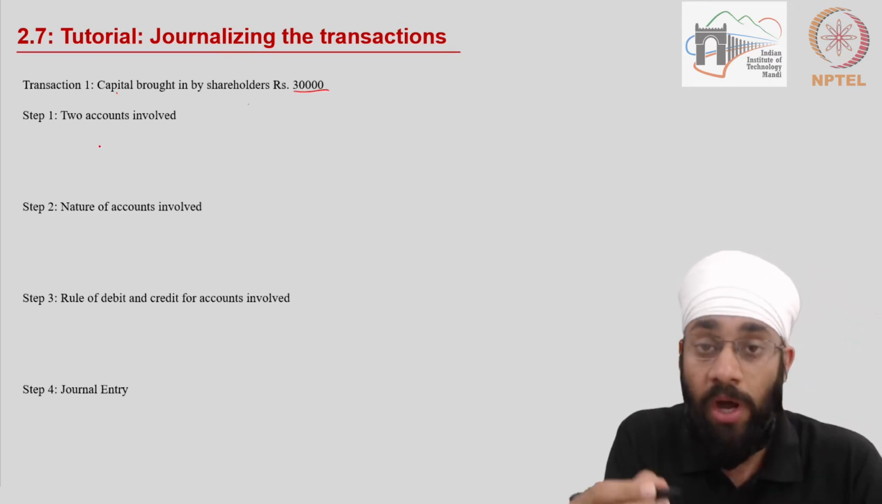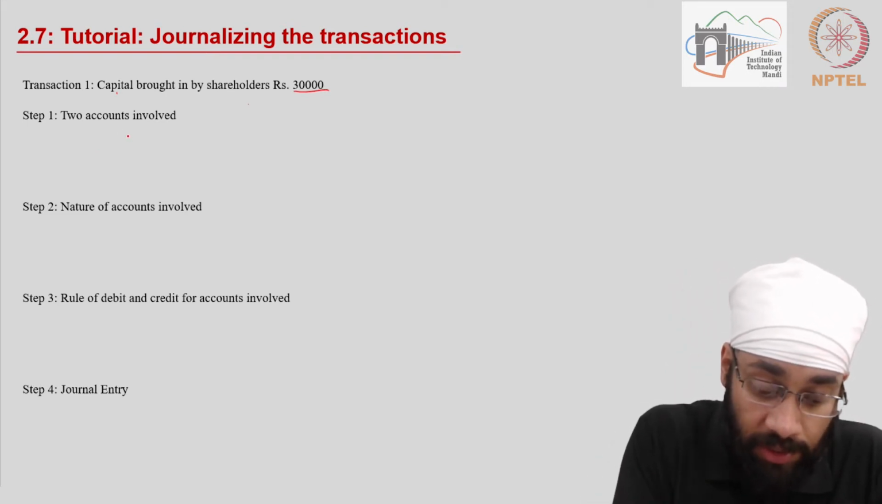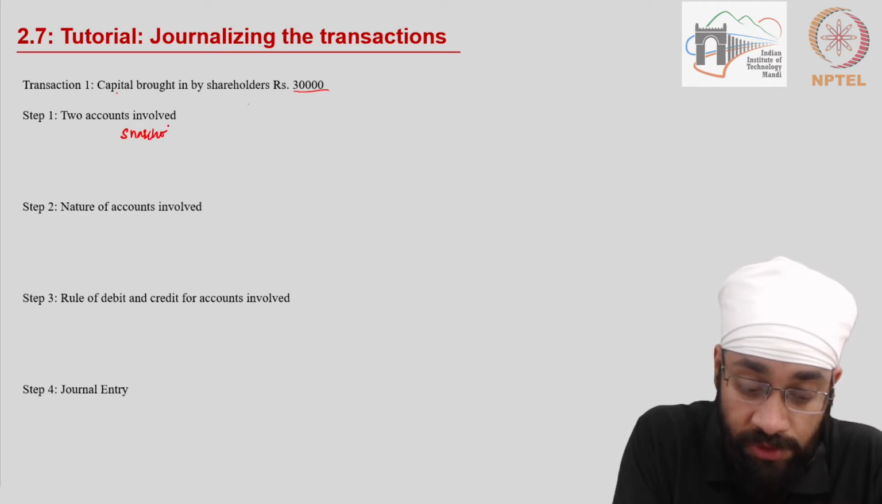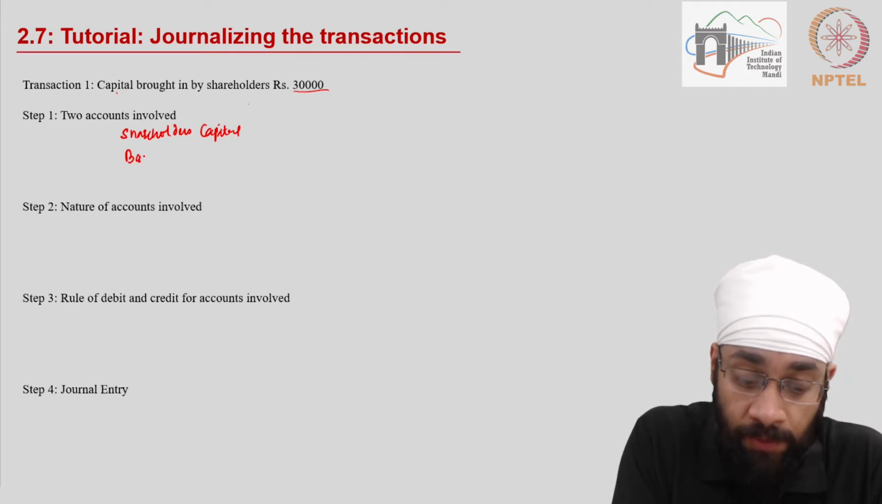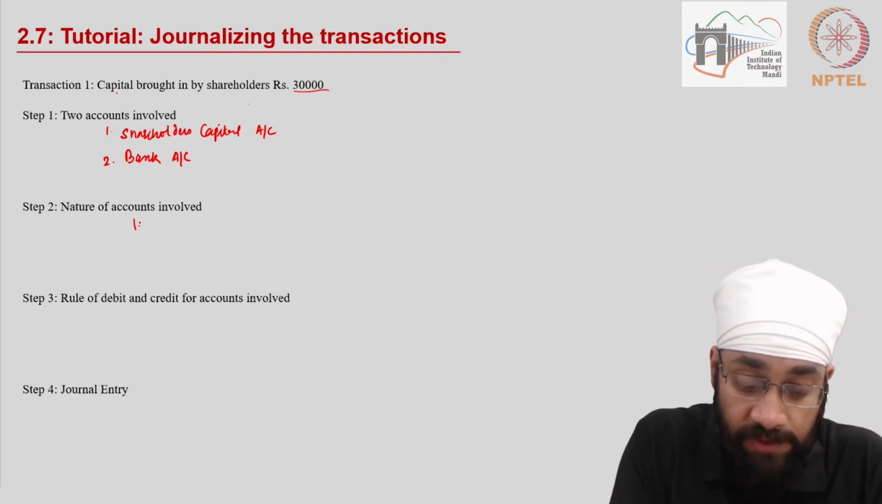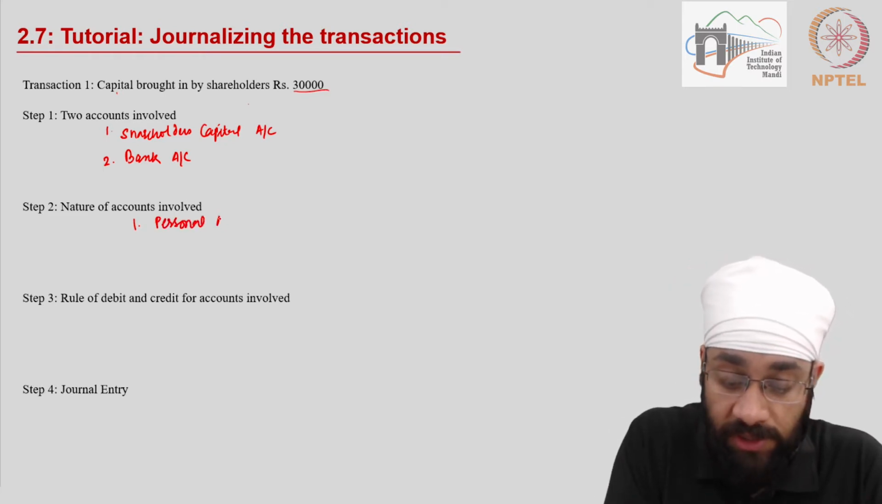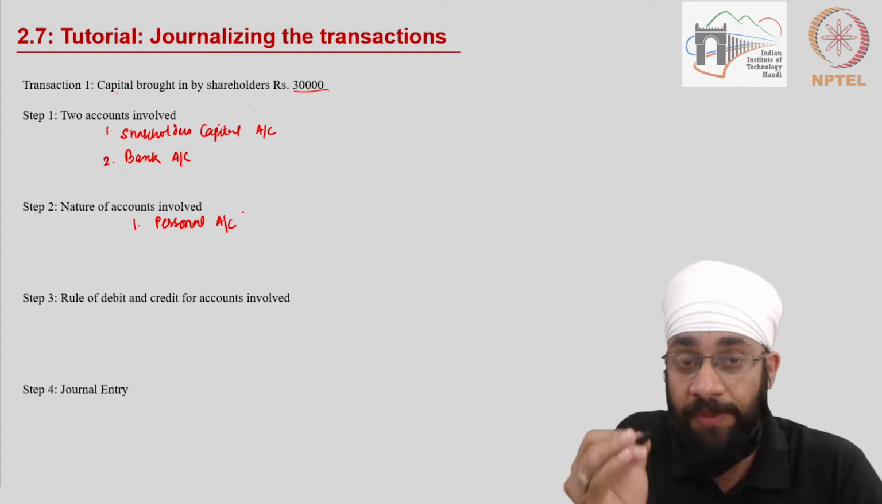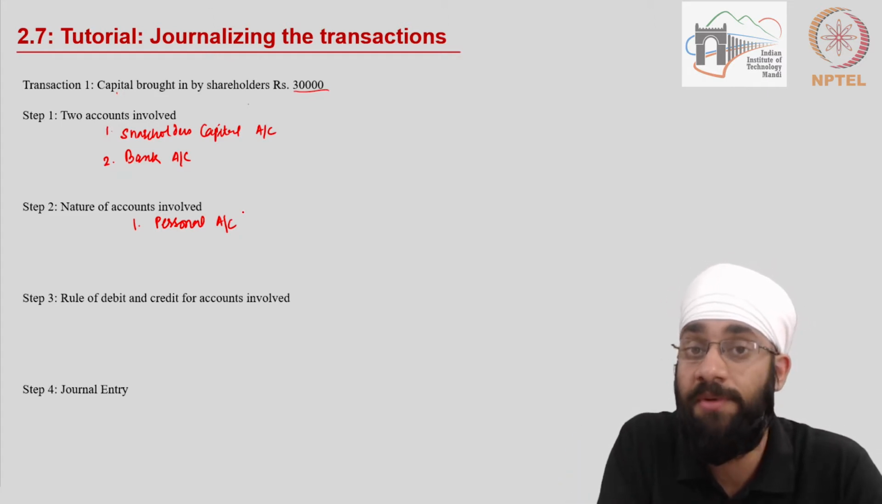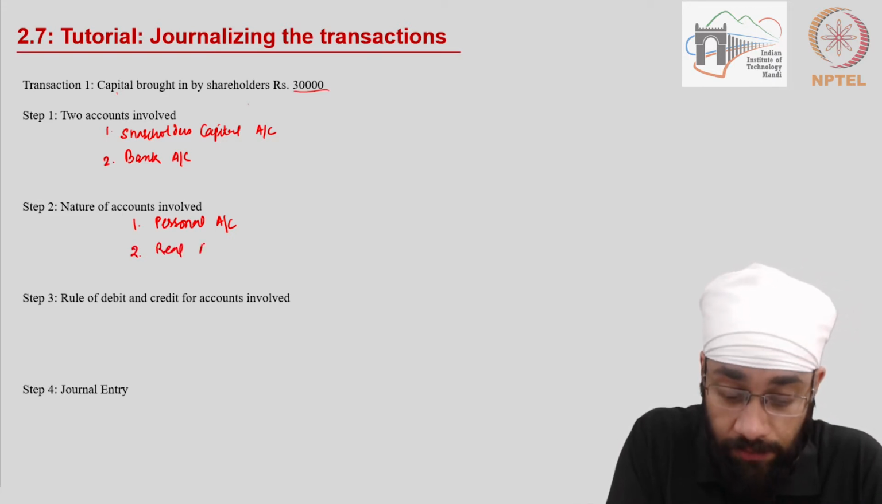So the first step is to identify the two accounts involved. The two accounts involved are shareholders capital, and the money is brought into the bank account of the company. So these are the two accounts involved, number 1 and 2. The first account, shareholders capital, is a personal account because it represents the liability that the business has towards the shareholders. So it represents the shareholders. The second account, bank account, is a real account.